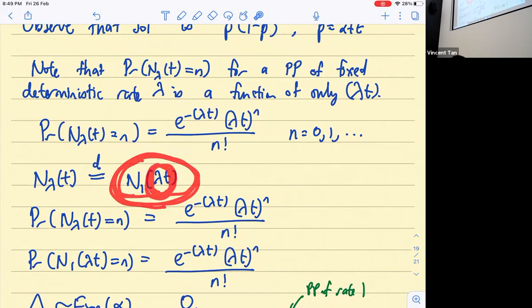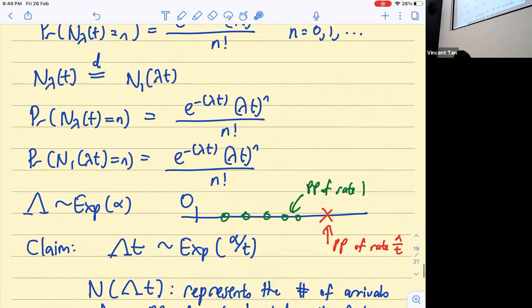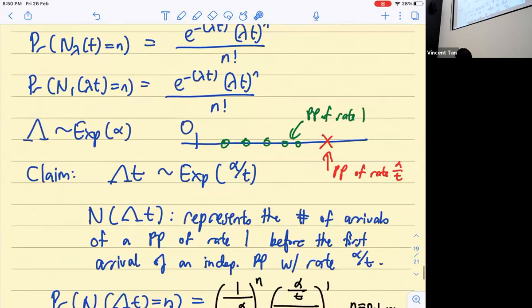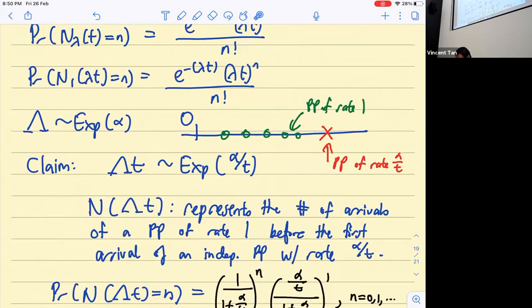Now our lambda t here is actually a random variable in the context of our question. And it is this particular random variable which we have figured out. The rate is alpha over t. And so this quantity now represents the number of arrivals for the Poisson process of rate 1, these green things here. And this is now a Poisson process of rate alpha over t, because it represents the first arrival of a Poisson process with that rate, or the first inter-arrival time, which is exponential.